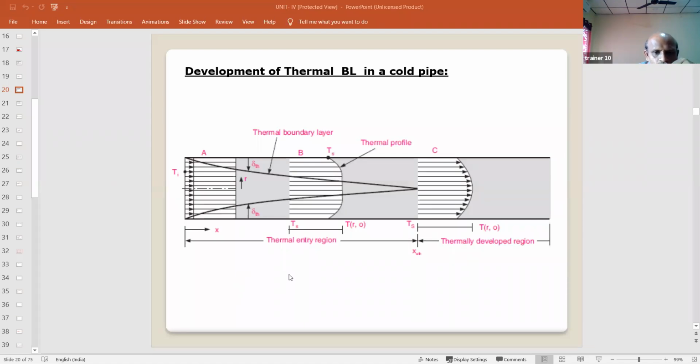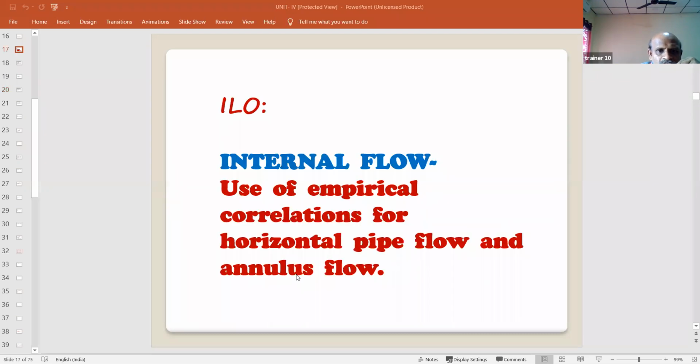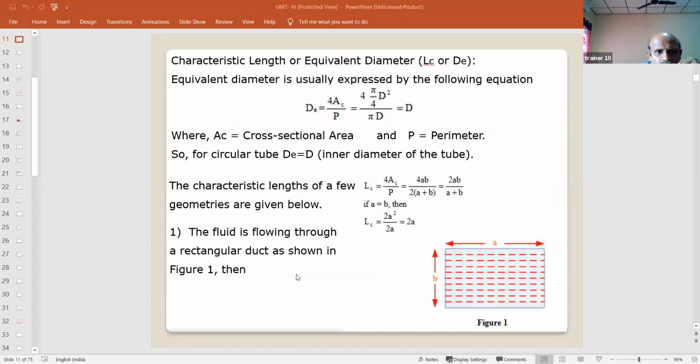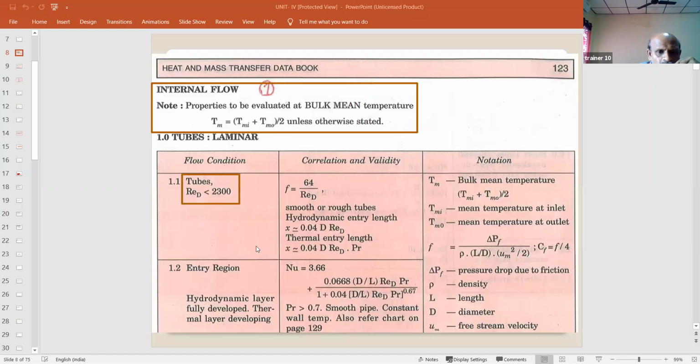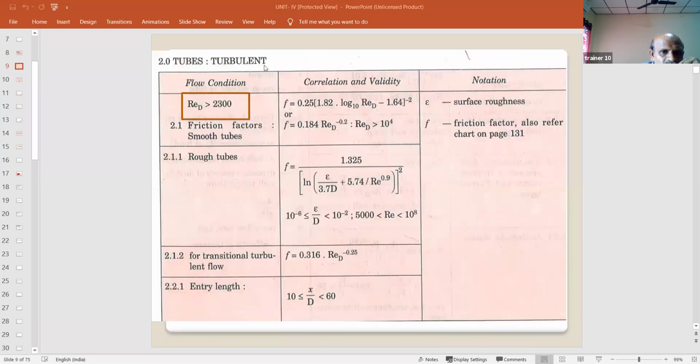Now we will go on to solve some problems based upon these internal flows as well as the external flows. We already saw some formulas for internal flow, where fluid is flowing inside the tube or through the annulus. We already discussed these formulas, and I also showed you in the data book. If the Reynolds number is less than 2300, the flow is called laminar flow in the case of internal flow. If it is greater than 2300, the flow is said to be turbulent.